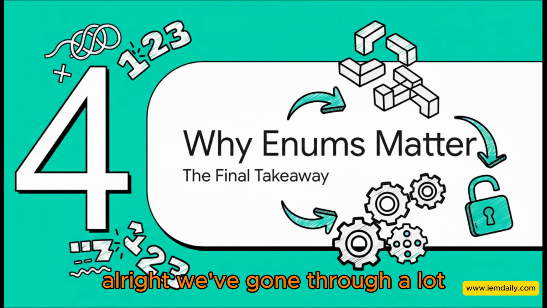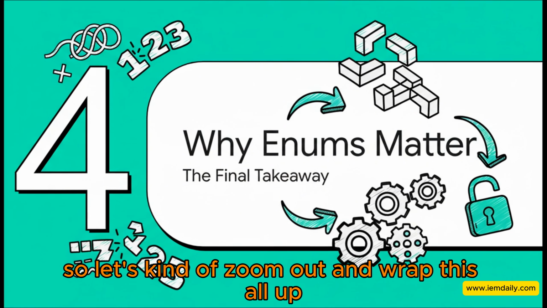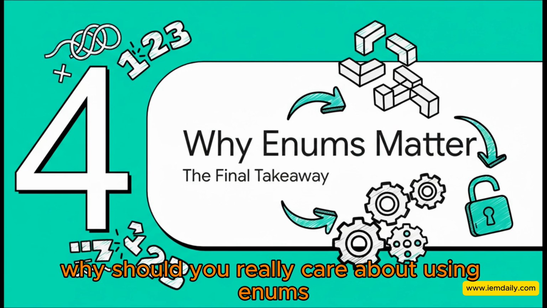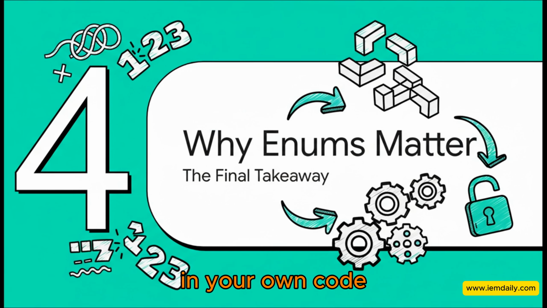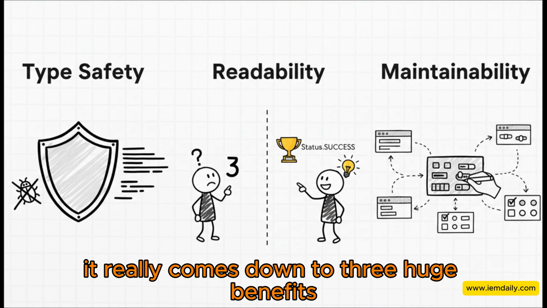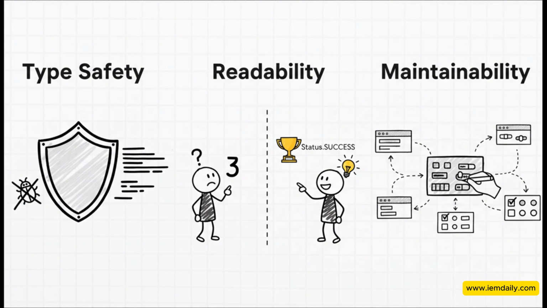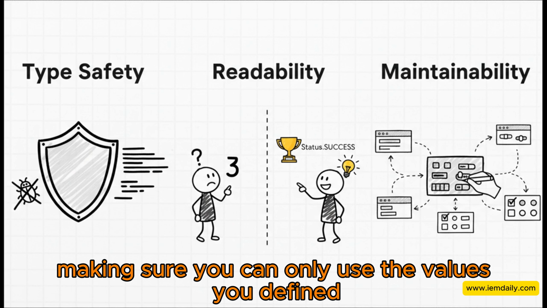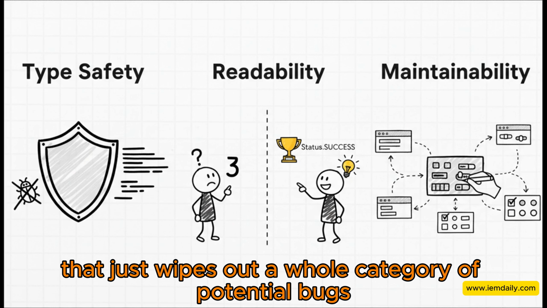All right, we've gone through a lot, so let's kind of zoom out and wrap this all up. What's the big takeaway here? Why should you really care about using enums in your own code? It really comes down to three huge benefits. First up is type safety. The compiler has your back, making sure you can only use the values you defined. That just wipes out a whole category of potential bugs.